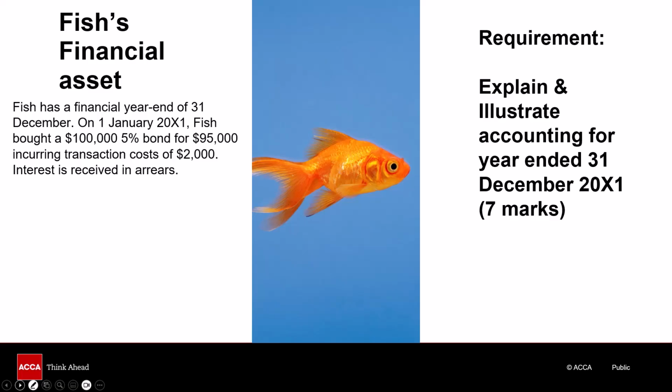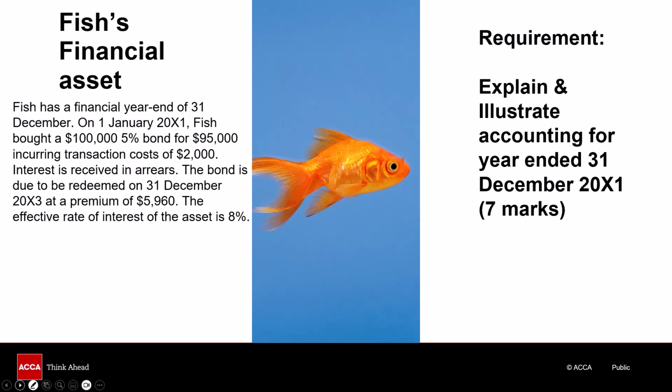The 5% on the 100,000 tells us that this will spit out cash of 5,000 a year. All right, that's the coupon rate on the nominal value. And that interest is received in arrears, in other words, at the end of the year. There are transaction costs. Now, the bond has a limited life and is ultimately redeemed at a premium of 5,960. The effective rate of interest on this asset is 8%.